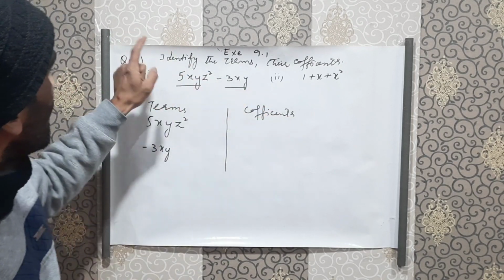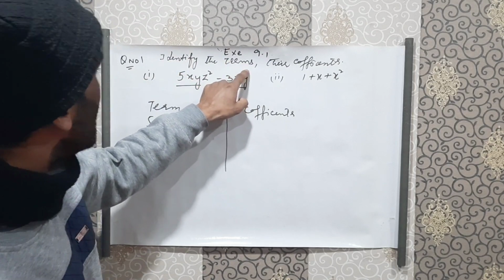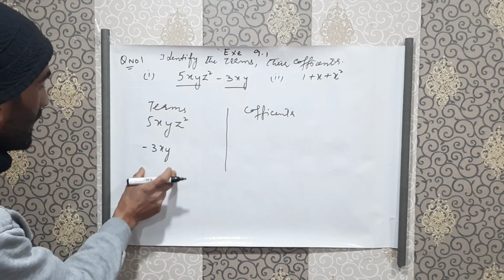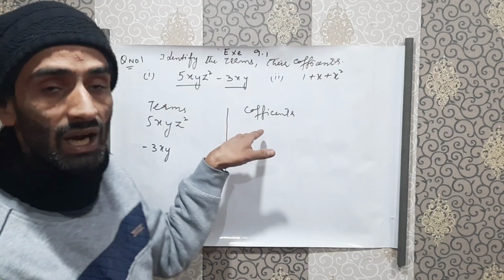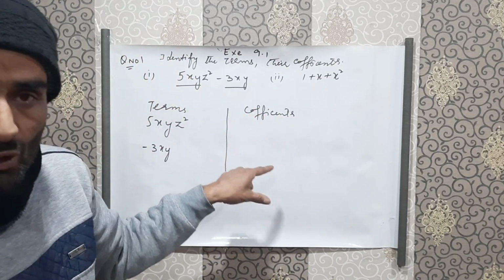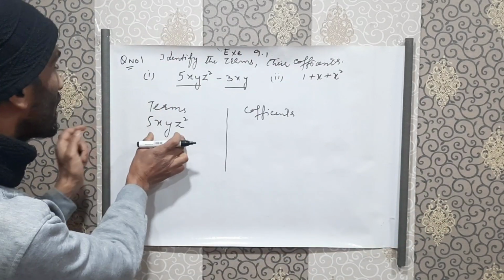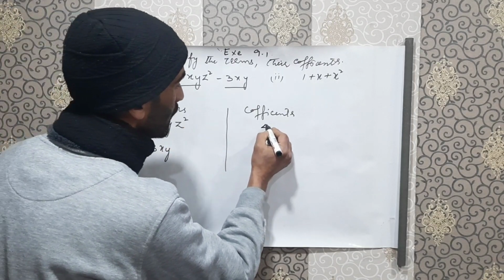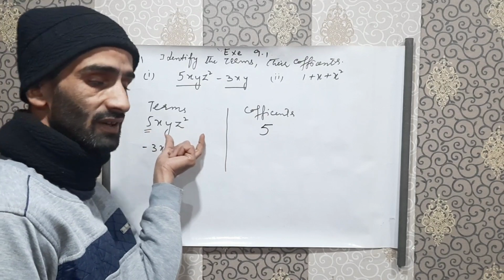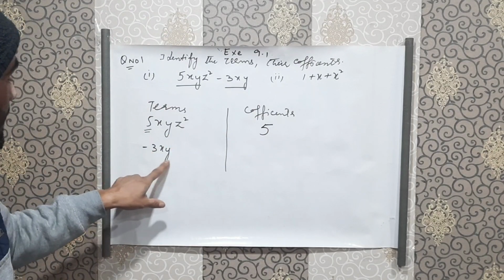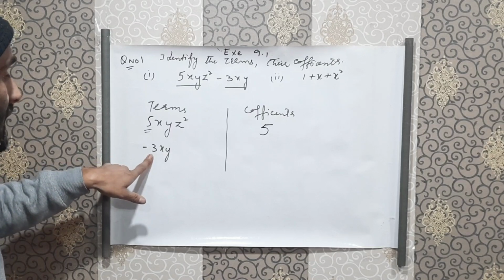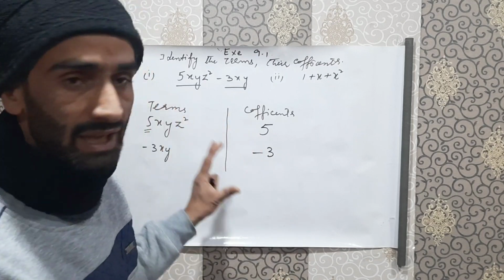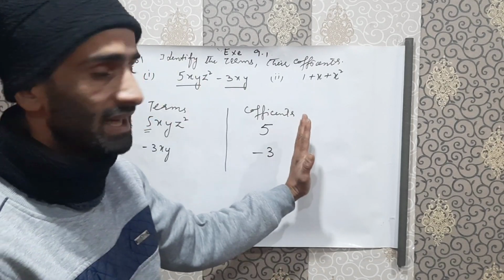What do we have to identify? We have to identify the terms. The terms we identify in part first are 5xyz square and 3xy. And now what do we have to write? We have to write the coefficient. The coefficient, we know, is the number which is with the variable. Here in the first term, the number is 5. So we can write 5. Clear? This is the coefficient of the first term. And now the second term, that is 3xy. What is the coefficient of the second term? That is minus 3. This is part first. Clear? Now you can identify the terms as well as coefficients.